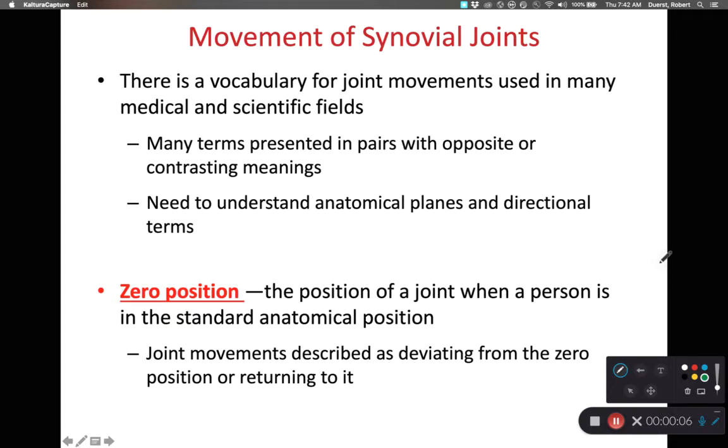Hi class, in this recording we're going to talk about how synovial joints can move. There's a little bit on this topic, so we broke it up into two separate recordings. When we look at the movement of joints, we need a vocabulary for joint movement, and this vocabulary allows us to effectively communicate the kinds of movements we're seeing.